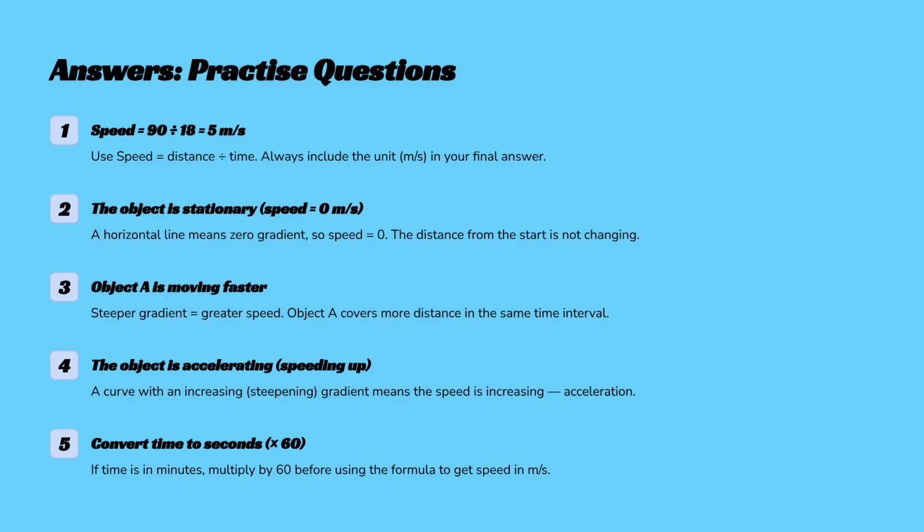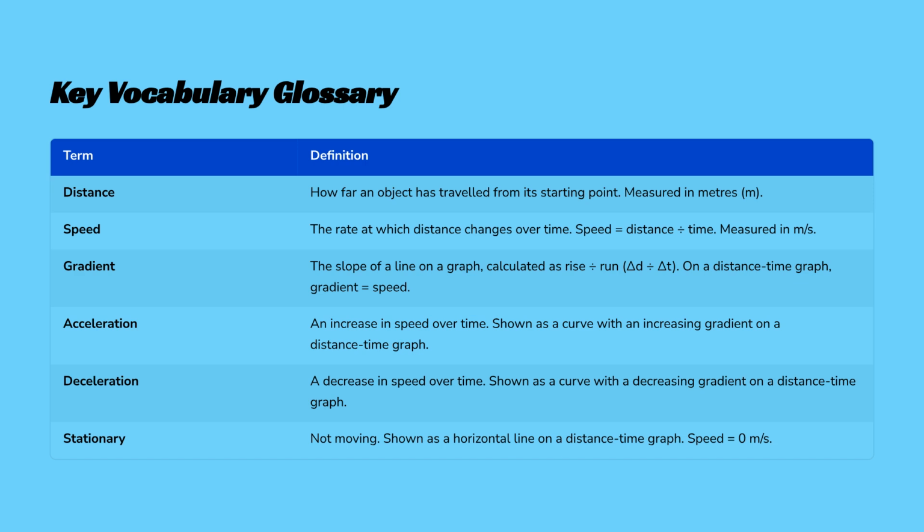Let's review the answers to your practice questions. For question 1, divide the distance of 90 meters by the time of 18 seconds to get a speed of 5 meters per second. Always state your units clearly. In question 2, the graph shows a horizontal line. This means the object is stationary, so its speed is 0 meters per second, because the distance from the start isn't changing.